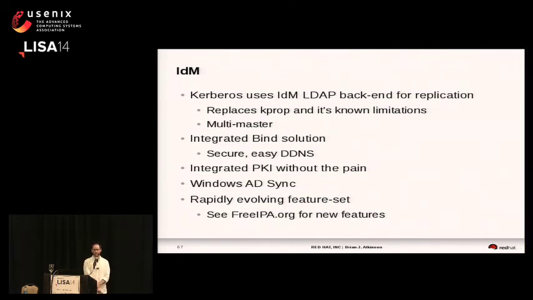It has an integrated bind solution, so it's a really easy way to provide DDNS if you want that in your environment. Basically, it's PKI without the pain. Implementing any PKI solution is painful. Red Hat certificate system, we got it up and running, but not without some headaches. And it has a nice Windows AD sync feature that can sync passwords back and forth with Active Directory. If you haven't checked it out or haven't heard of it, I would check it out. It's a really nice project.